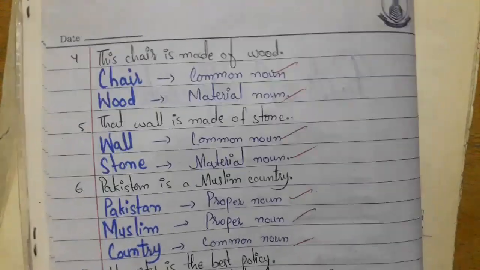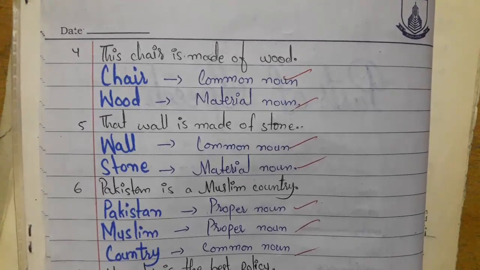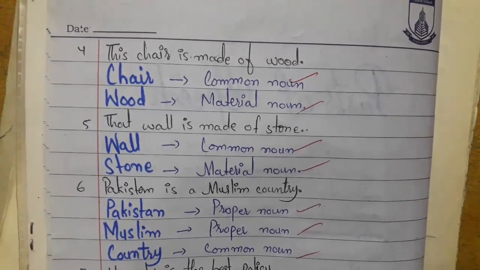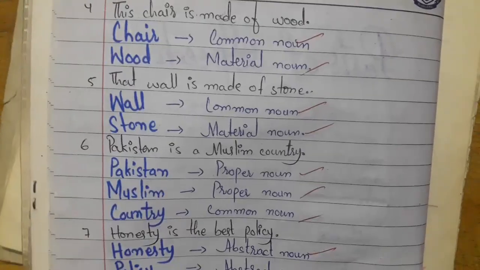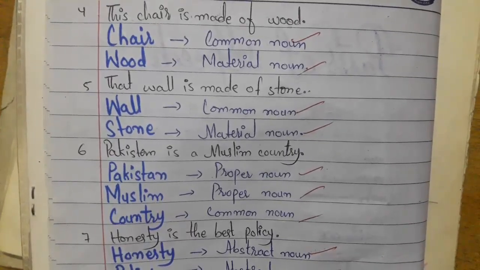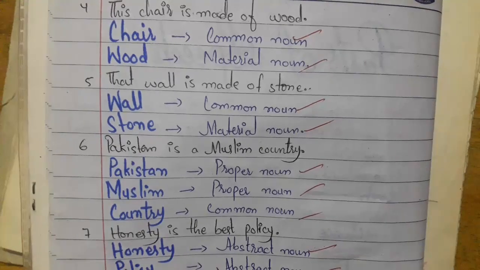Fourth statement. This chair is made of wood. Here, chair and wood. Chair is a common noun and wood is a material noun. From wood we can make a number of things. The wall is made of stone. Wall is a common noun and stone is a material noun. From stone we can make many things.